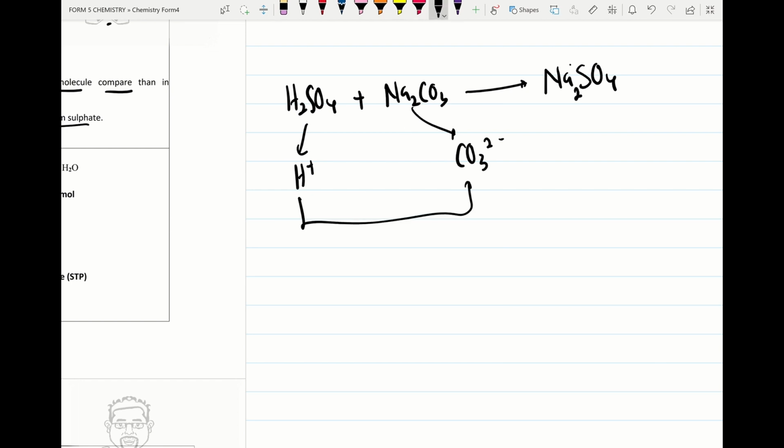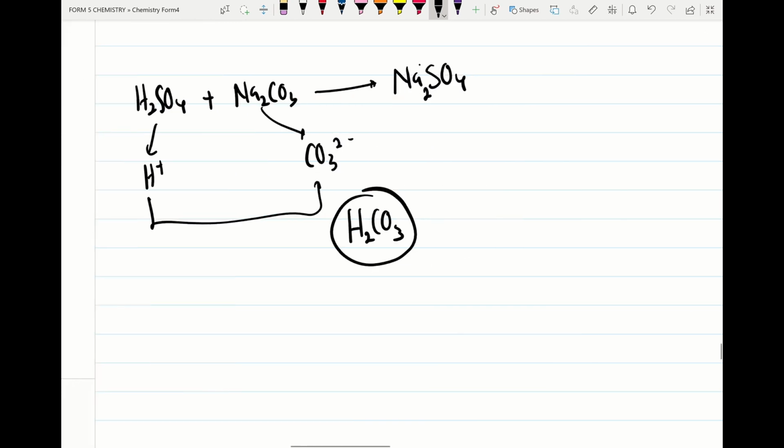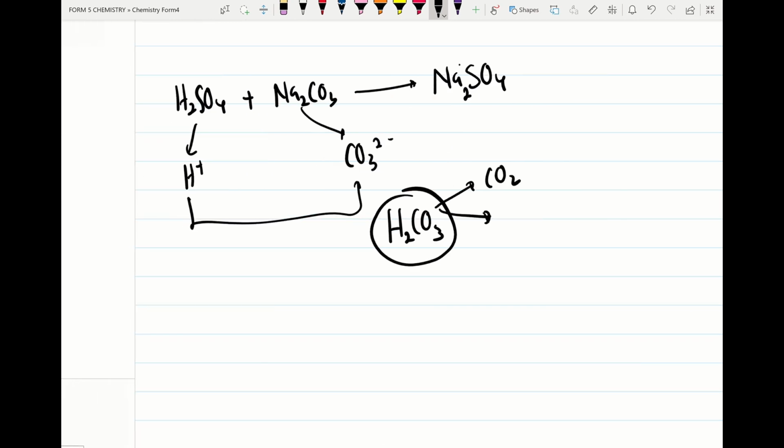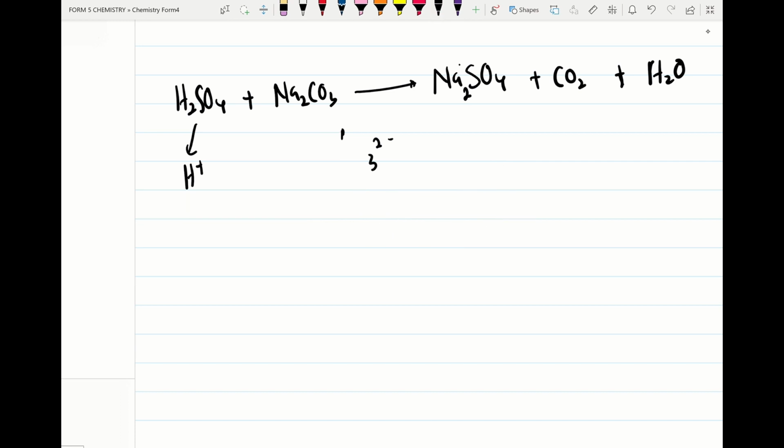When hydrogen ion combines with carbonate ion, it will produce carbonic acid, and this substance is unstable. It will rearrange to produce carbon dioxide and water. Alright, so here we will get carbon dioxide and water. Alright, we try to balance the equation. And please remember, when acid reacts with metal carbonate, we will get salt plus carbon dioxide and water. Alright, how to balance the equation? We check sodium 2, carbon 1, sulfur 1, hydrogen 4 plus 2, 6 plus 1, 7. Here oxygen will be 6 plus 3 plus 4, 7. So the equation is balanced.